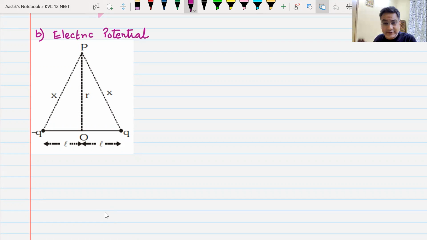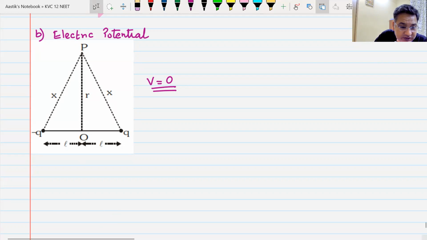On an equatorial axis, you can see both the positive and negative charge are going to create the same potential. So the answer is simply 0. On an equatorial line, the potential created by the electric dipole is 0, my dear friends. Please remember it. I'll give you 2 minutes to note it down.